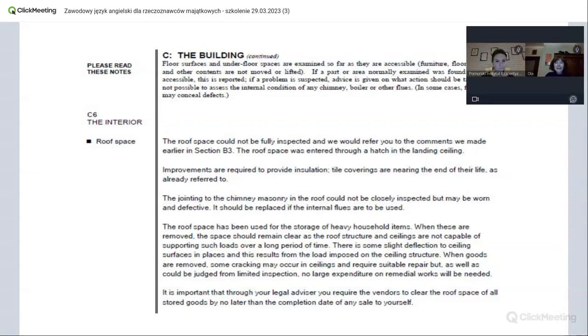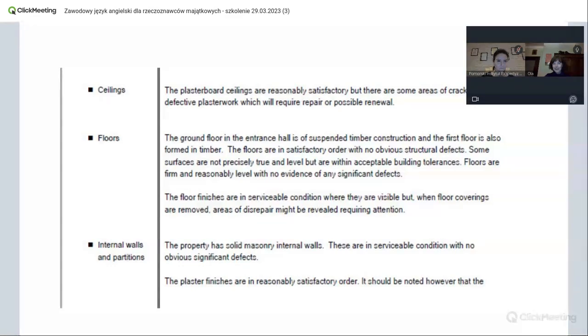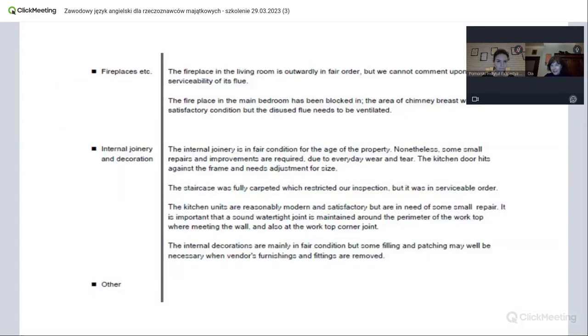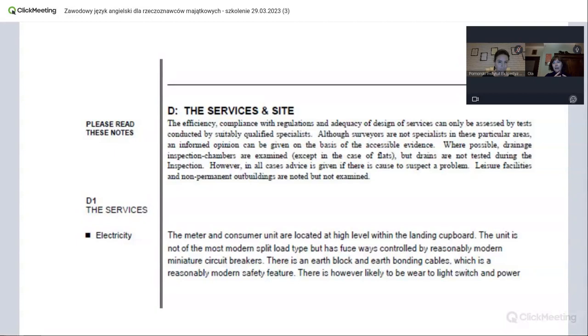The interior, and they even discuss the roof space. The roof space is the place where you've got the attic. So I guess that the property valuer got into every corner of the property to see everything. Ceilings, floors, internal walls, and partitions. You remember partitions from the last lesson, hopefully. Fireplaces, internal joinery and decoration described. So look, I wouldn't say it's a book written on it, but really a lot.